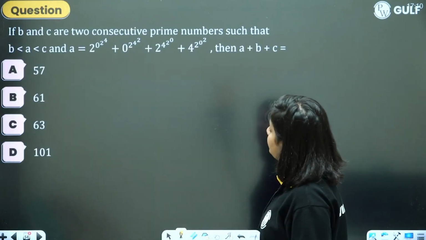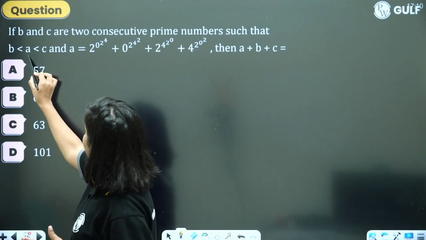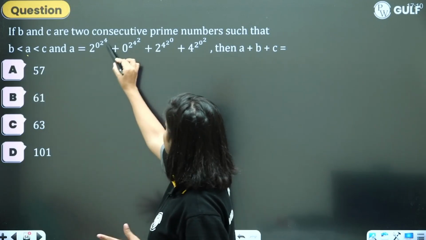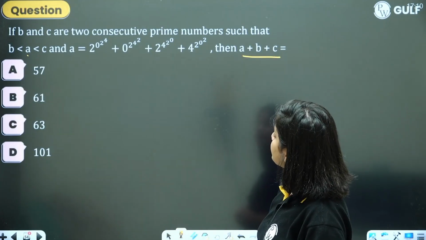Okay. A, B and C are two consecutive prime numbers such that A is greater than B and less than C. A is 2 raised to something. Then what is the value of A plus B plus C?